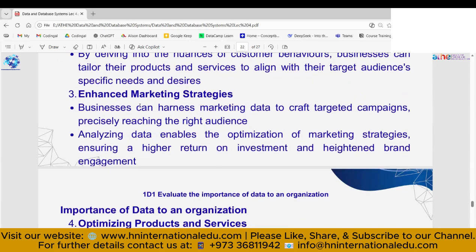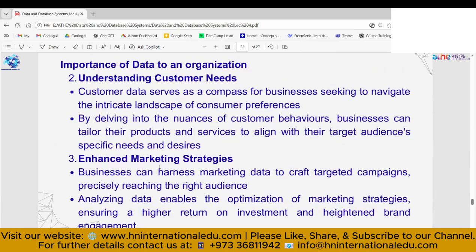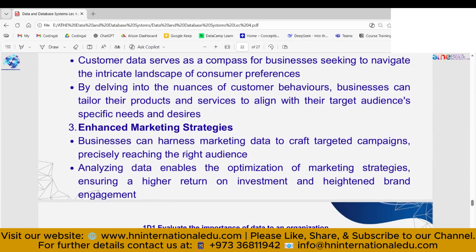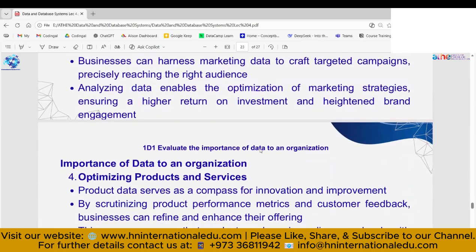The next, third one is enhanced marketing strategies. So businesses can harness marketing data to craft targeted campaigns, precisely reaching the right audience. And analyzing data enables the optimization of marketing strategies, ensuring a higher return on investment and heightened brand engagement. So that means if you are developing any strategy to market your brand more effectively in the market, your data can help. Okay, in this case.